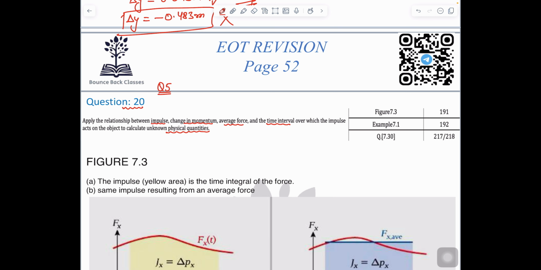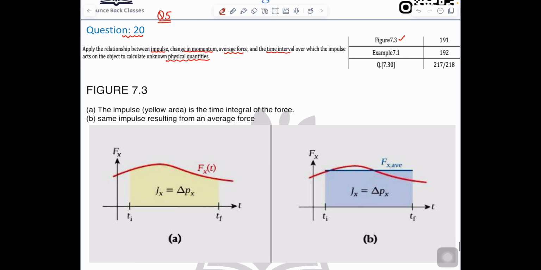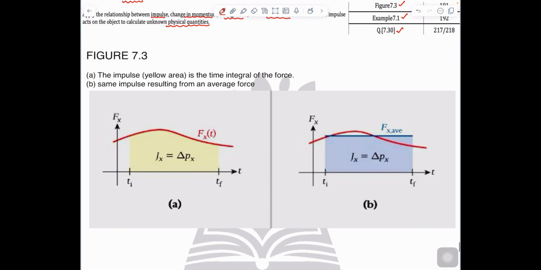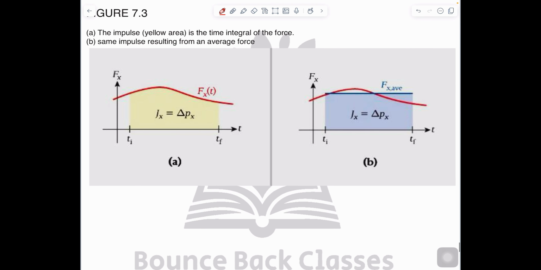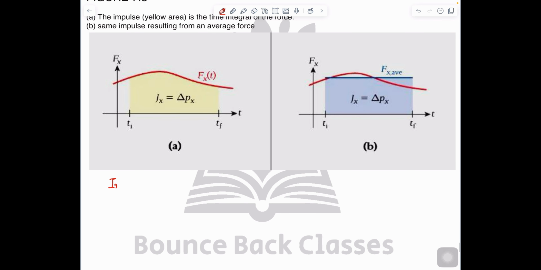Okay, in this the major things we need to cover: there is figure 7.3, there is example 7.1 and question number 7.30. Okay guys, now let's start our journey with this image. So we need to understand a few things. The impulse. The first word is impulse, second is momentum, and third is the force. And what is the relationship between them?